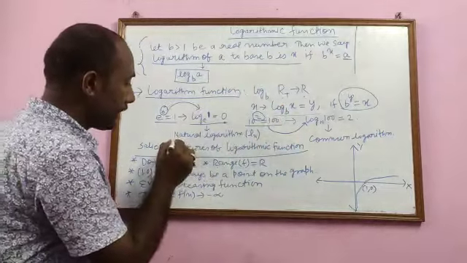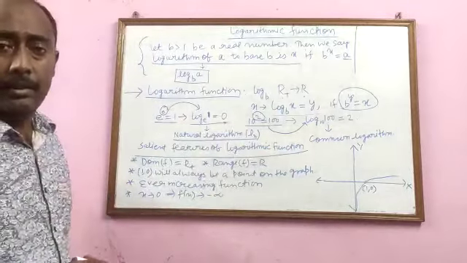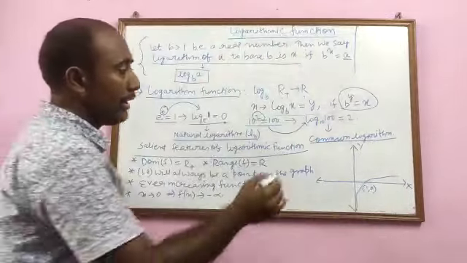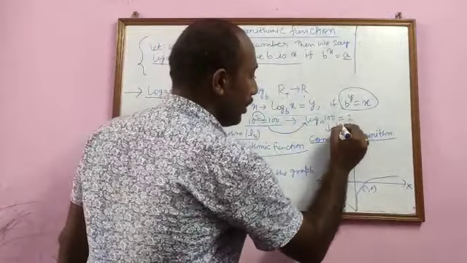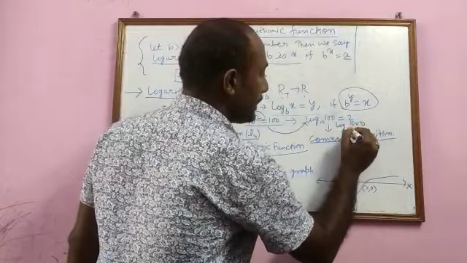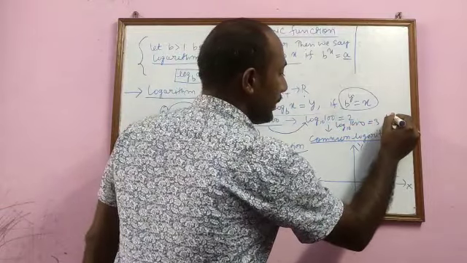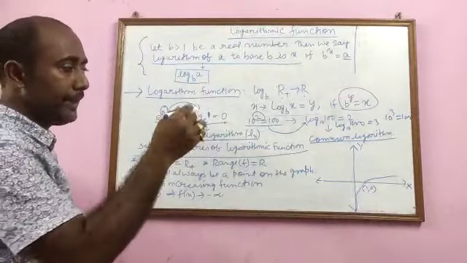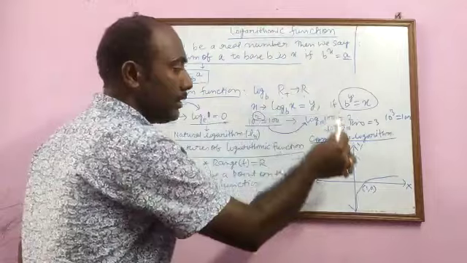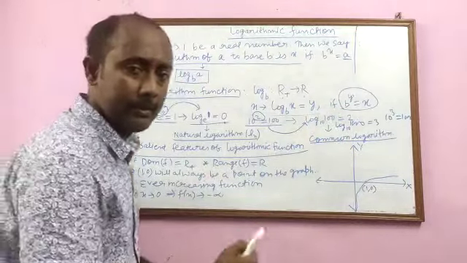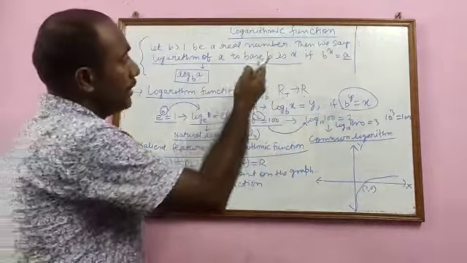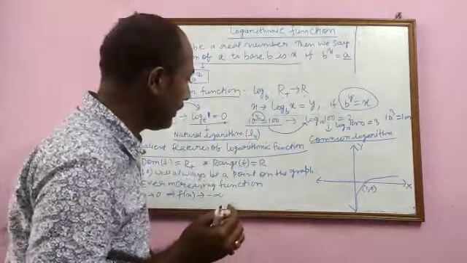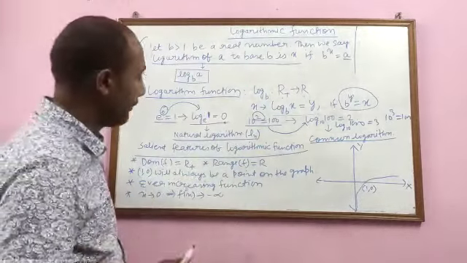These kinds of functions are called natural logarithmic functions, and these kinds are called common logarithmic functions. Log 100 to the base 10 is 2, and log 1000 to the base 10 will be 3. Why? Because 10^3 is 1000. In this way, we convert exponential to logarithmic form. So I told you that the logarithmic function is a very, very interesting one, and you must go through this properly.